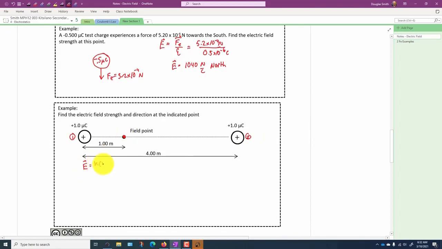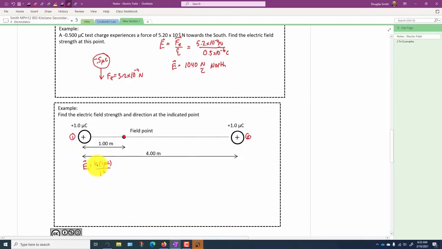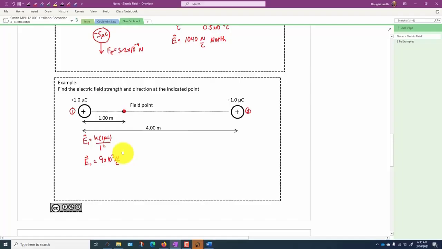So E1 is K times 1 microcoulombs divided by 1 squared. K is 9 times 10 to the power 9 times 1 times 10 to the power of negative 6, divided by 1. So the bottom doesn't do anything there. This is 9 times 10 to the power of 3. And that will be to the right. At this point, it's going to be repelled from the positive. Okay, let's look at E2 here.